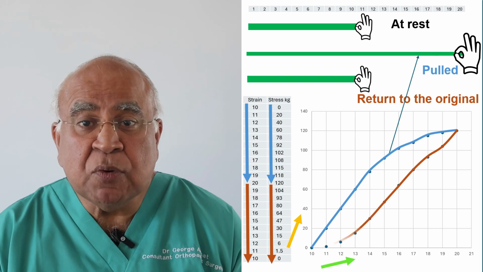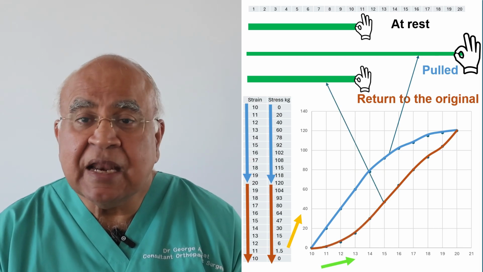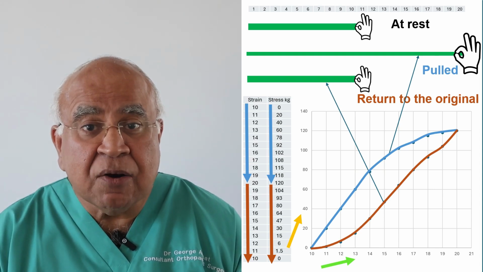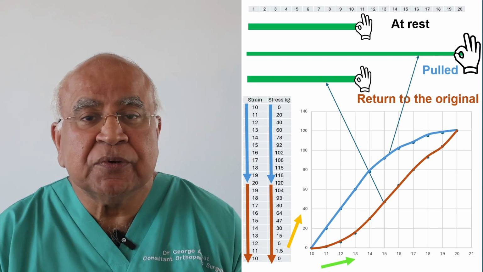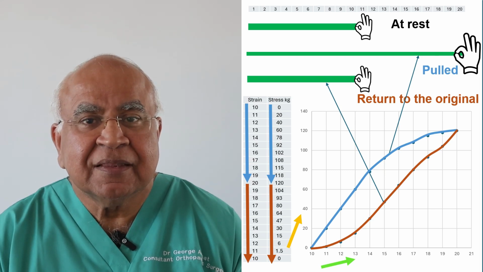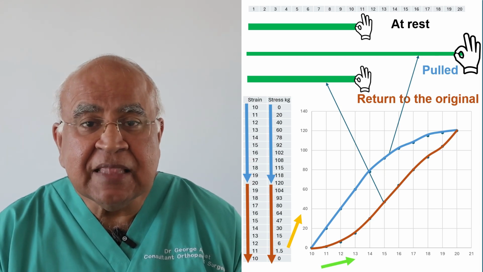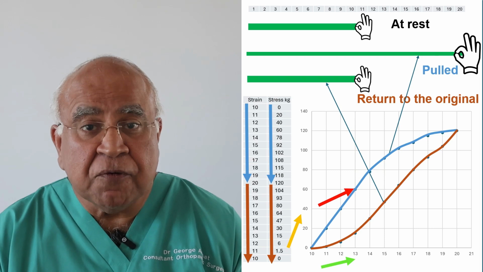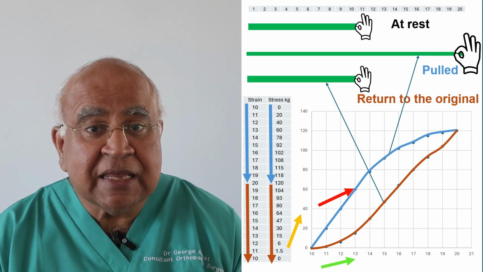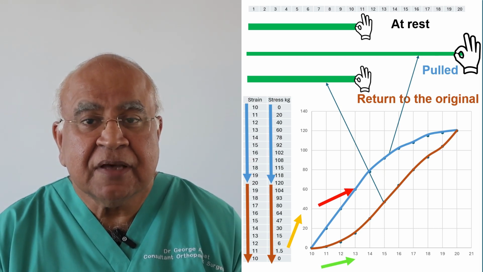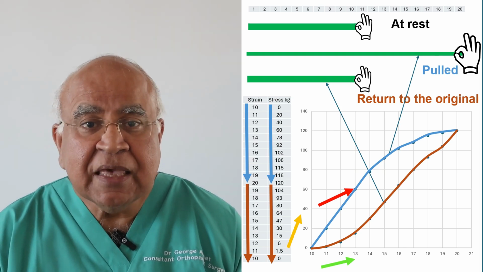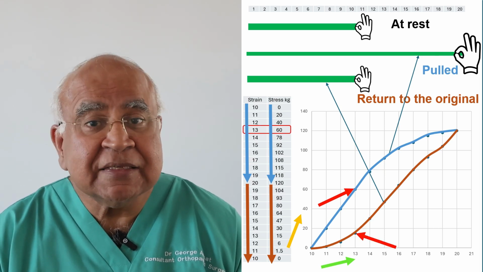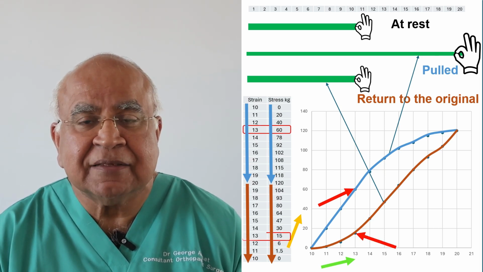The area between the blue curve and the brown curve represents the amount of energy lost due to loading and unloading of the hysteresis loop. In the graph, we can see that during loading, it takes about 60 kilograms of force to stretch the ligament to 13 centimeters. However, during unloading, it only takes about 15 kilograms of force to hold the ligament at the same 13 centimeter length.